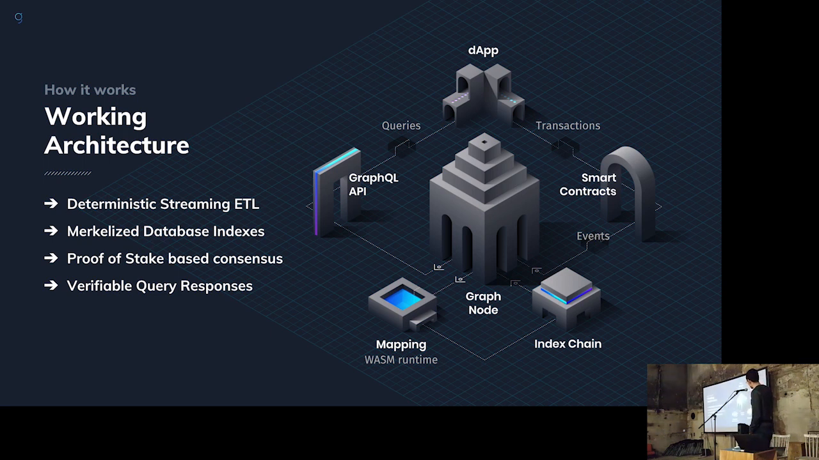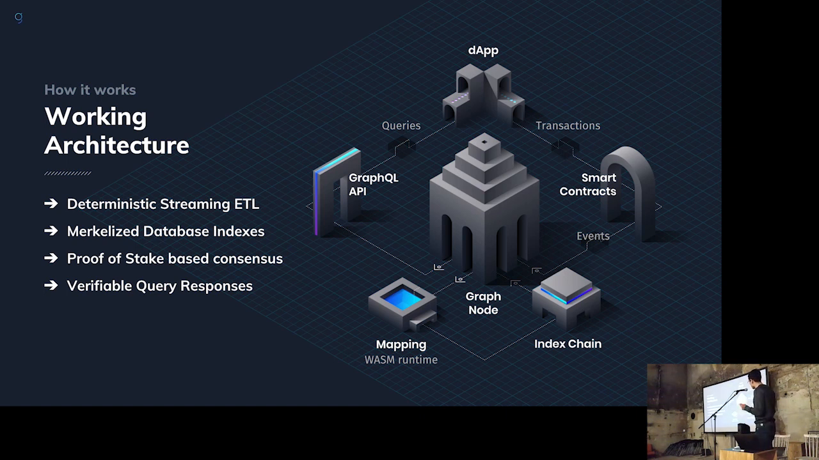Transactions are going to the Ethereum blockchain and to the smart contracts. Those smart contracts are emitting events, which the graph node, our query node, event sources inside of a WASM runtime. That's the mapping, so it's a deterministic ETL process. In turn, the output of that ETL is indexed and added to what we call an index chain. I'll touch on that more in the next slide. Then we expose that back to the DApp through a GraphQL API, which is what we support today, but in the future it could be any number of query languages.